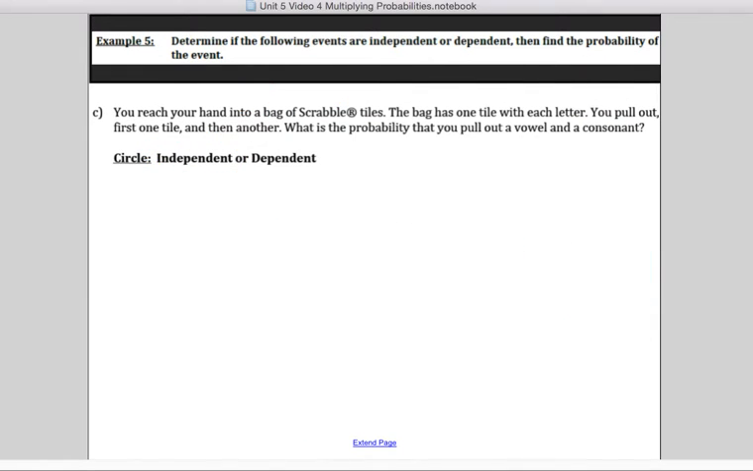C. You reach your hand into a bag of Scrabble tiles. The bag has 1 tile with each letter. You pull out the first tile and then another. What is the probability that you will pull out a vowel and a consonant? Okay, did they specify that it was returned? No, so dependent. Vowels, remember, are A, E, I, O, U, so how many vowels are there? If there's only one of each letter, there are 26 letters in the alphabet, so there are 5 vowels. How many consonants? 26 minus 5 is 21, so there are 21 consonants.